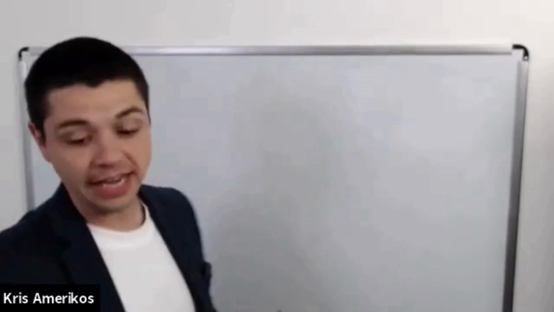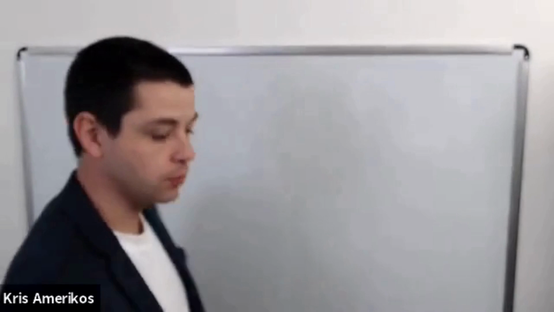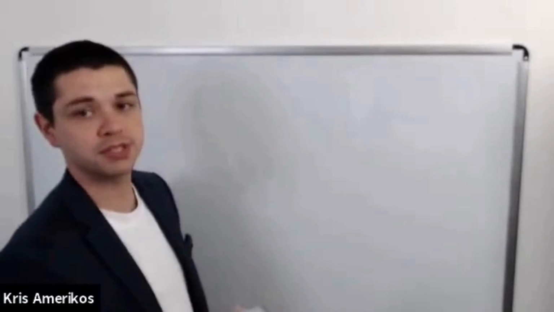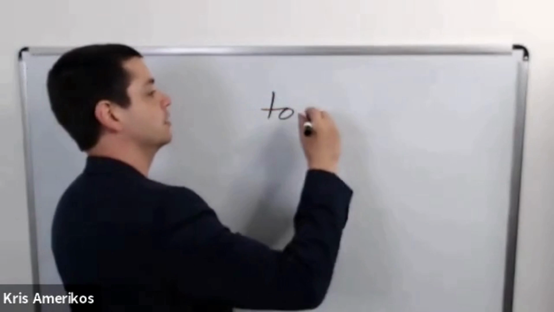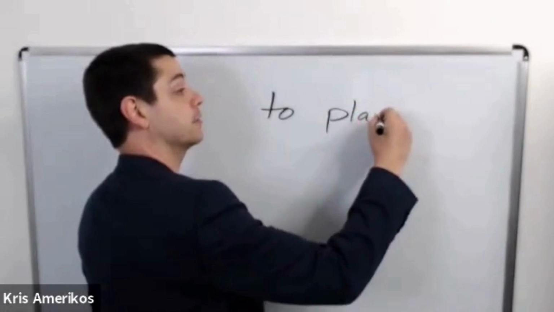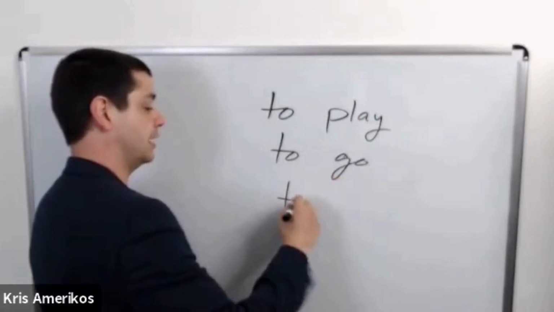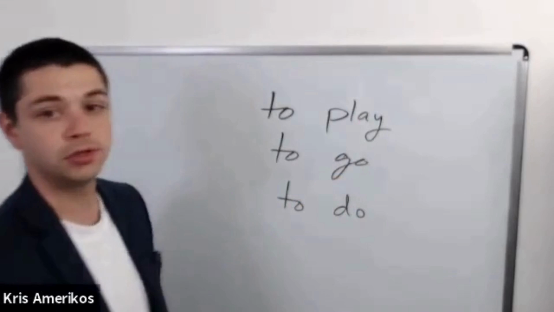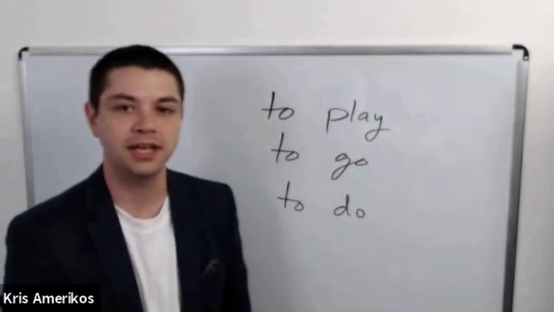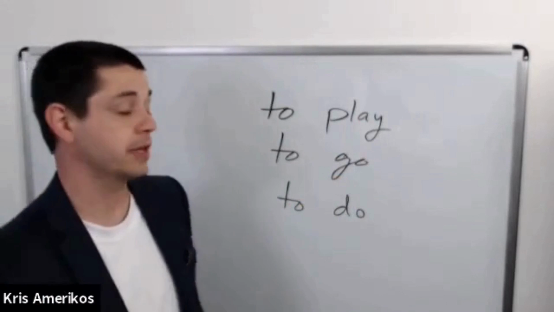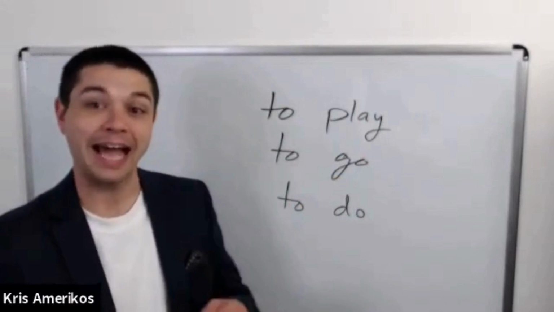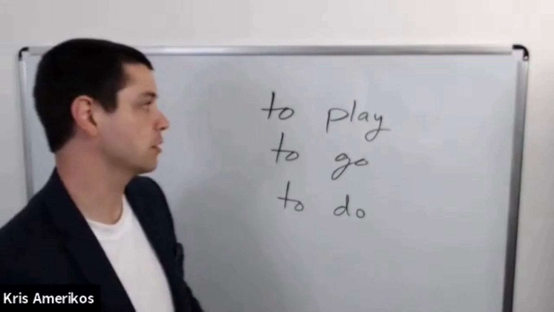So next, when we talk about sports, there's usually three different verbs that we might use. We could say to play, to go, and to do. To play, to go, or to do, when we speak about sports and activities like sports.